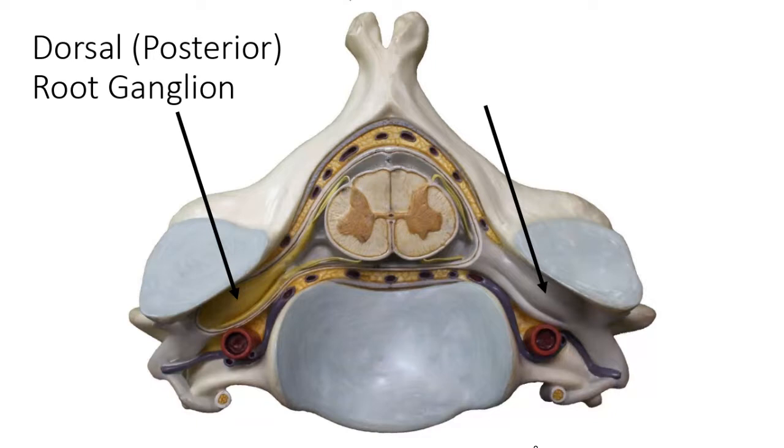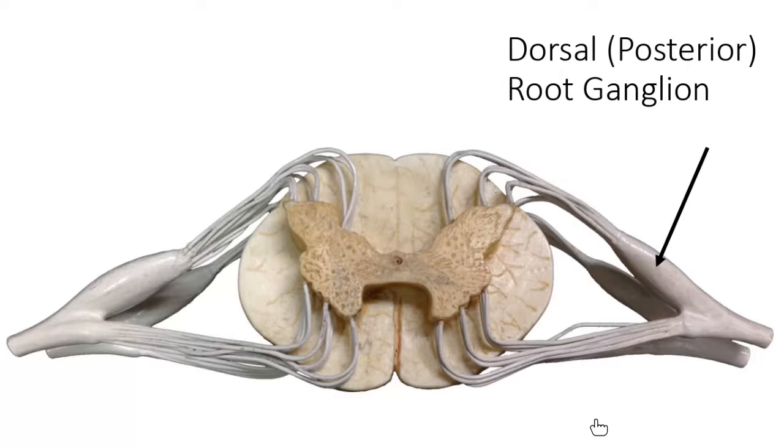All right. Posterior or dorsal root ganglia. What's a ganglia in the peripheral nervous system? Well, you're thinking of gray matter. The ganglion is going to be a group of cell bodies. And we call that same thing in the central nervous system a nucleus. So here you can see the dorsal or posterior root ganglia in this other model. It's much easier to see here.